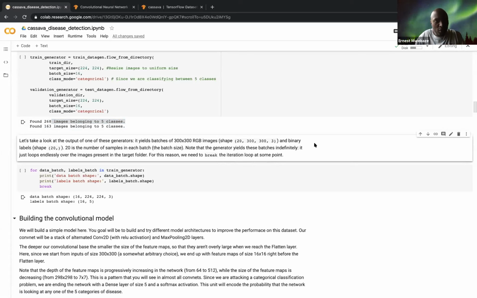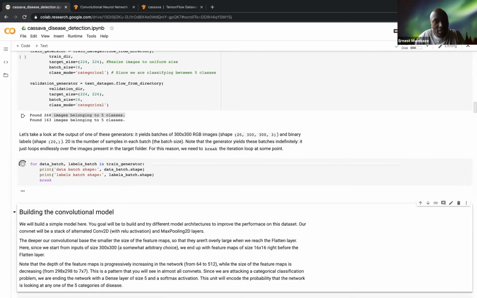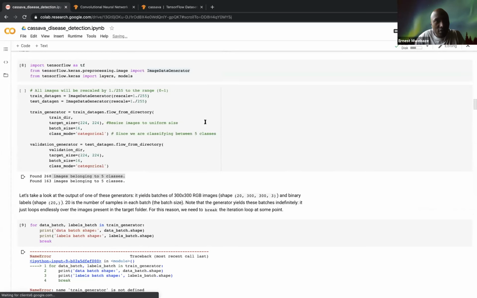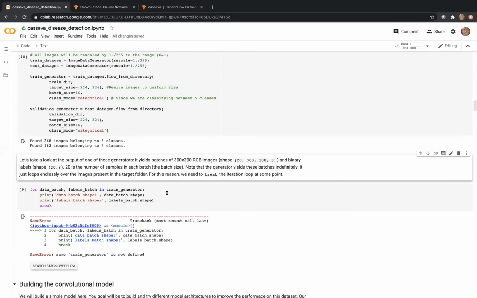All right, so we can visualize them. We can take a batch of images. Oh, don't run something. Okay. There we go.